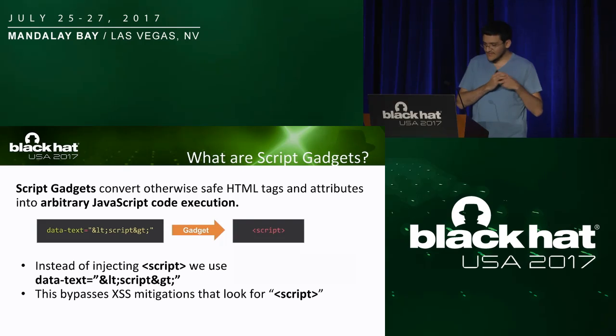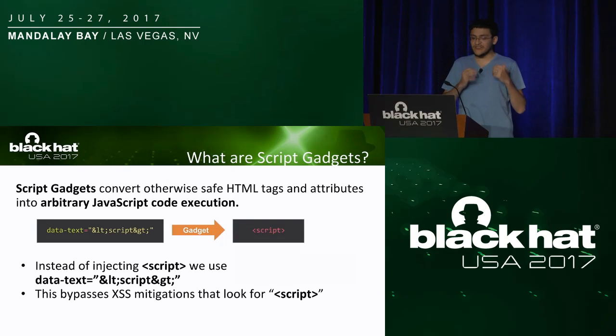So just to summarize very quickly, what happens is that they convert the otherwise safe attribute into something active. And instead of injecting a script, which will be detected by all these mitigations, you just inject something else. And these bypass XSS mitigations that look for that. What we want to do now is to figure out how prevalent these snippets of code are. Maybe they never happen, maybe they happen sometimes.